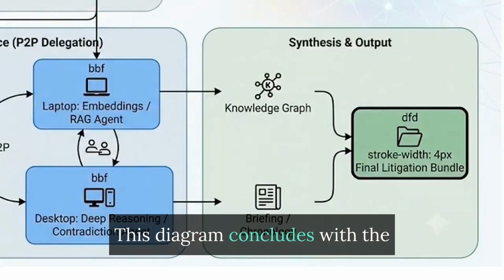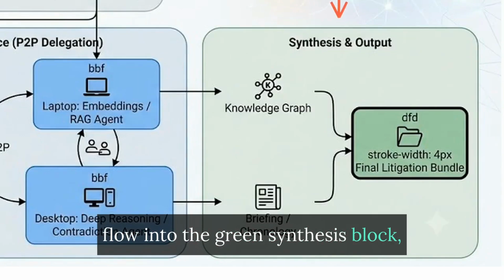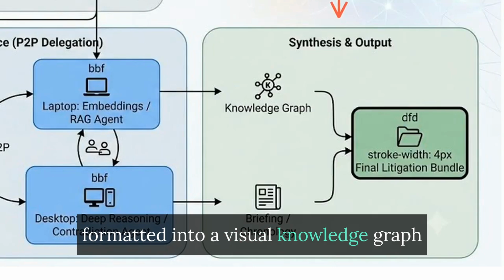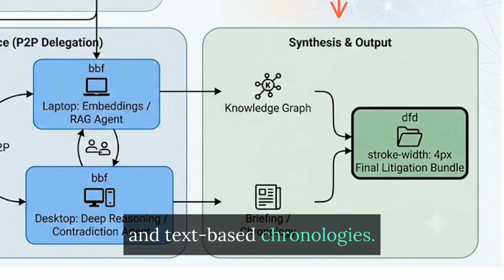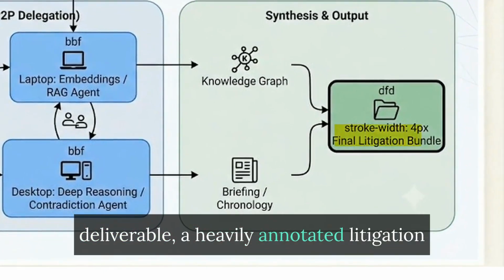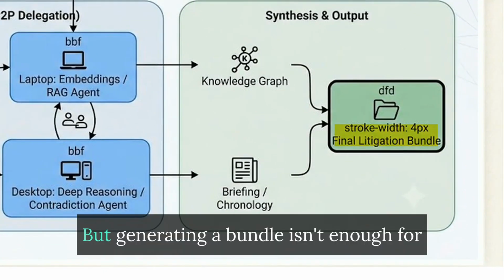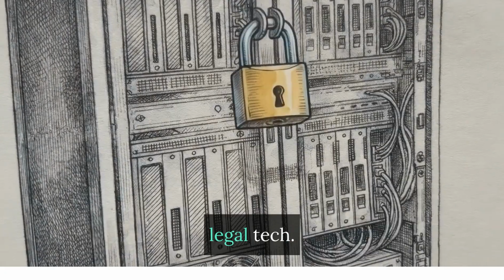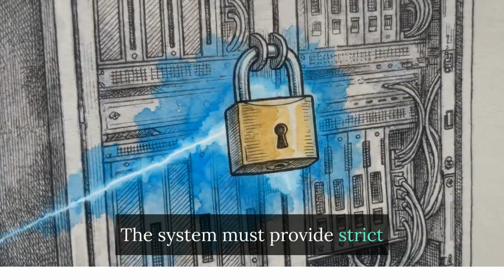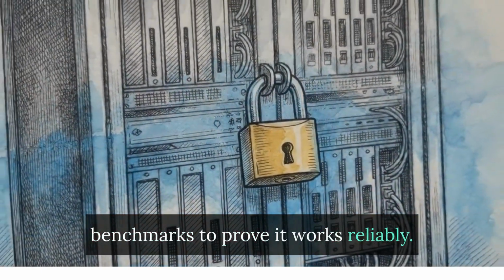This diagram concludes with the convergence phase. Once agents analyze the evidence, outputs flow into the green synthesis block, formatted into a visual knowledge graph and text-based chronologies. These components merge into the final deliverable, a heavily annotated litigation bundle generated entirely offline. But generating a bundle isn't enough for legal tech. The system must provide strict auditability and verifiable performance benchmarks to prove it works reliably.